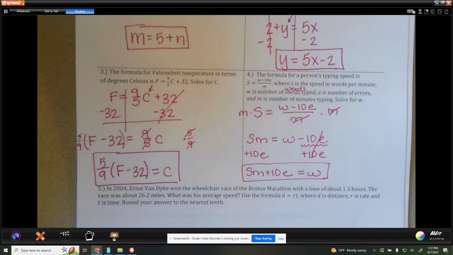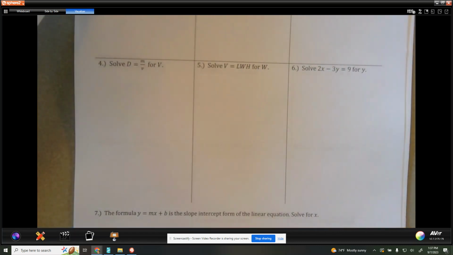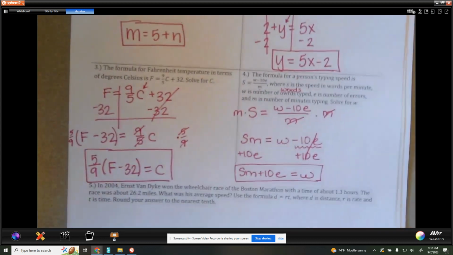Okay. Two word problems, and then you guys are going to go into practice on your own. So this is your assignment today. You have to do all of these, please.